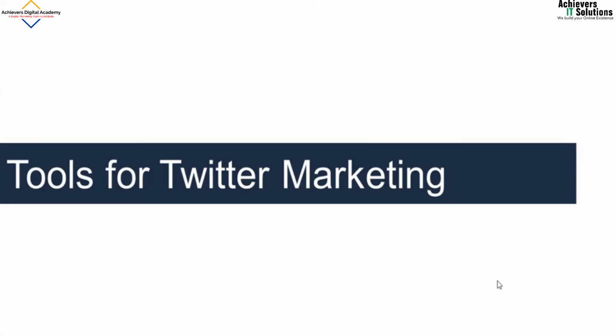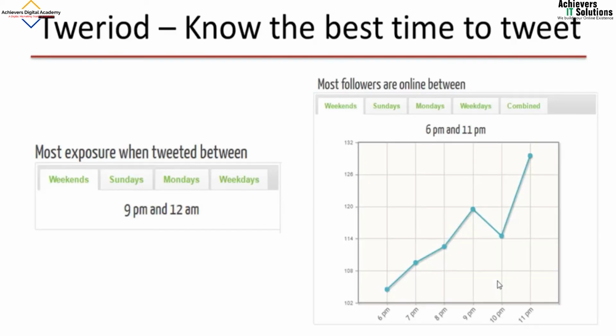Next, let us look at tools that can make our Twitter marketing more effective, get us better results from the effort we are putting into Twitter marketing. The first tool that we're going to look at is called Tweeted. This tool lets you know what is the best time to tweet. So we saw a little while back that one of the factors that governs the reach of your tweets is the time you tweet at.